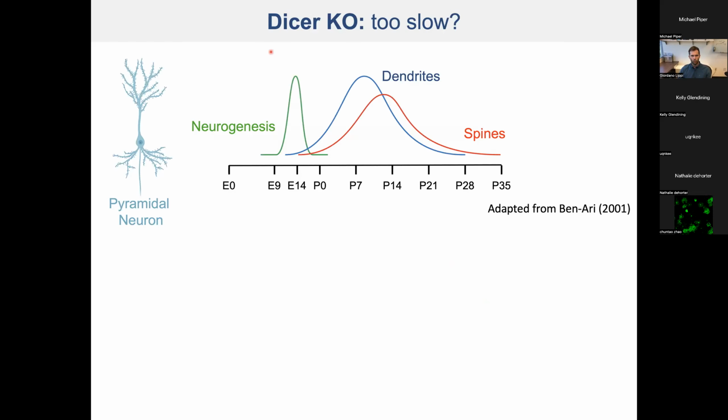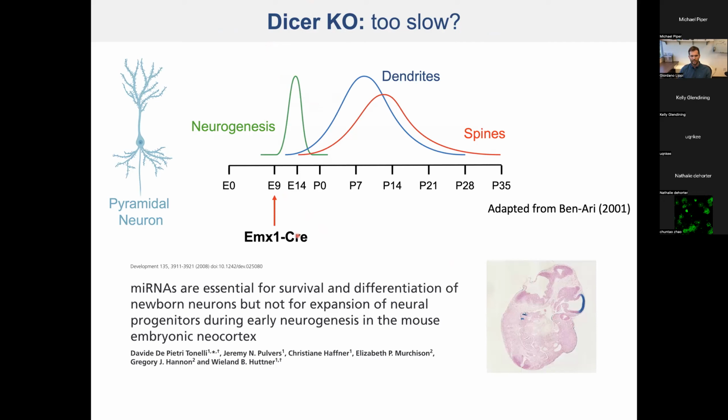The paper that I showed you before, Dicer knockout in cortical progenitors, uses an EMX1 Cre line that kicks in around embryonic day 9. And as you can see from the major things that are happening for these progenitor neurons, it is just before neurogenesis, and then maybe a week and a half before neurons start differentiating. But you can see from the title itself that what the authors conclude is that microRNAs are not important for the expansion of neuronal progenitors. So they are not important for this process, but they're important for this one, okay?